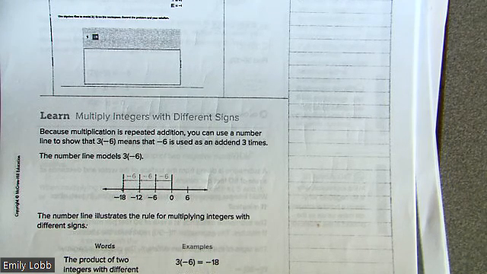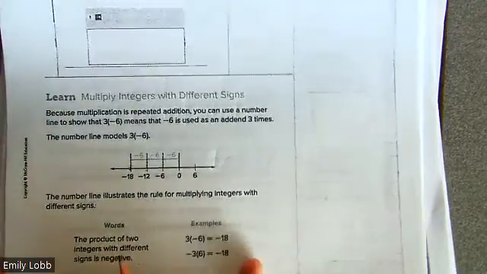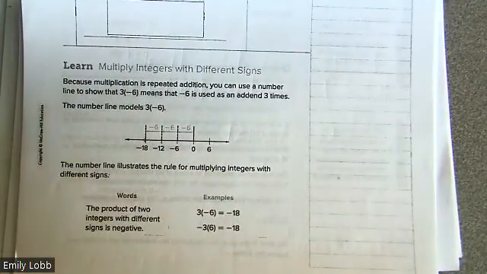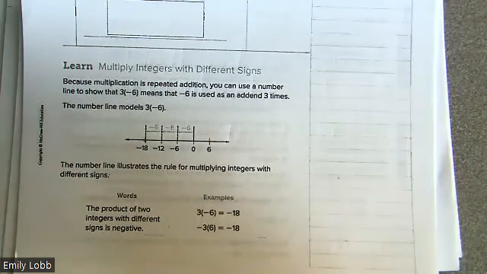So here is the important part of multiplying integers. I think you will like it a lot more than adding and subtracting because you don't have to think them through. You just need to know the 2 rules. Here's the first one. The product of 2 integers with different signs is negative.